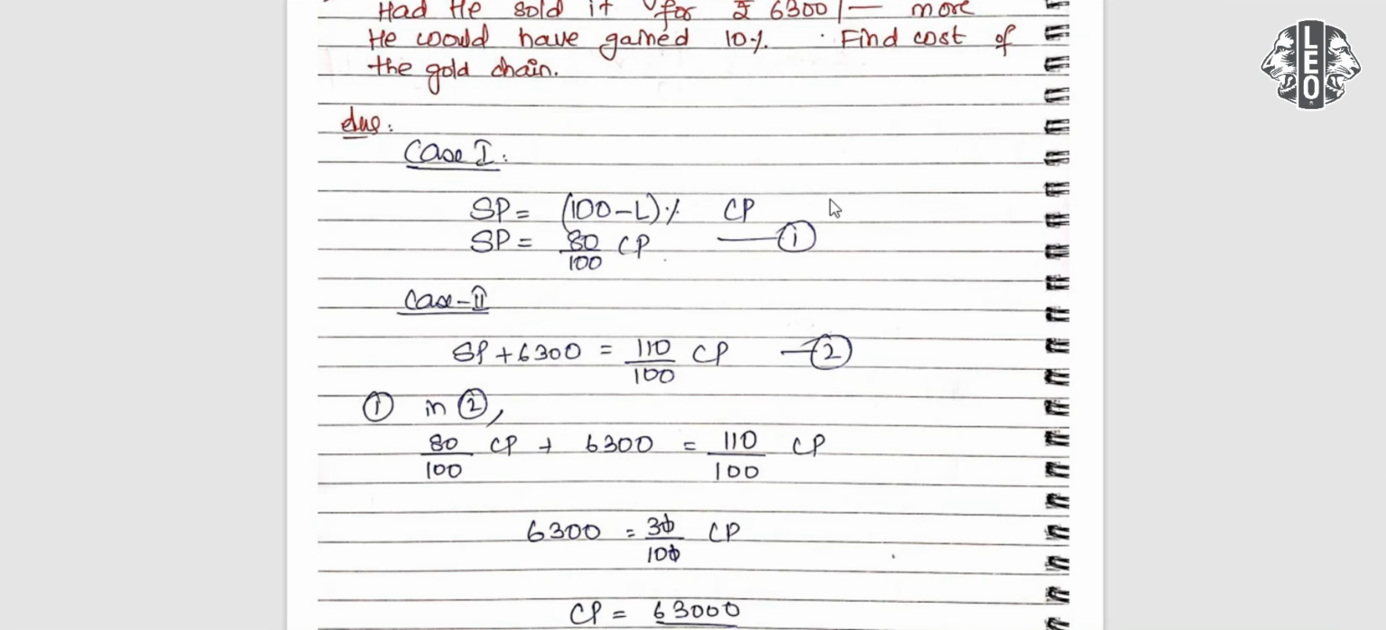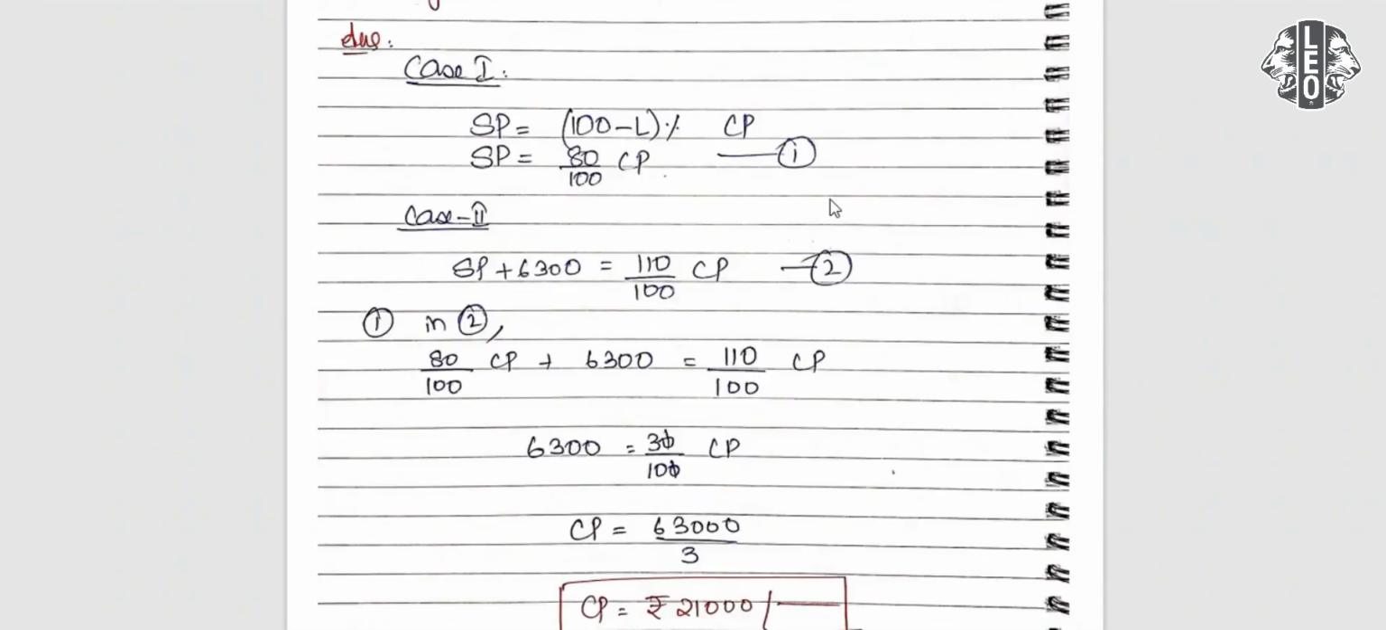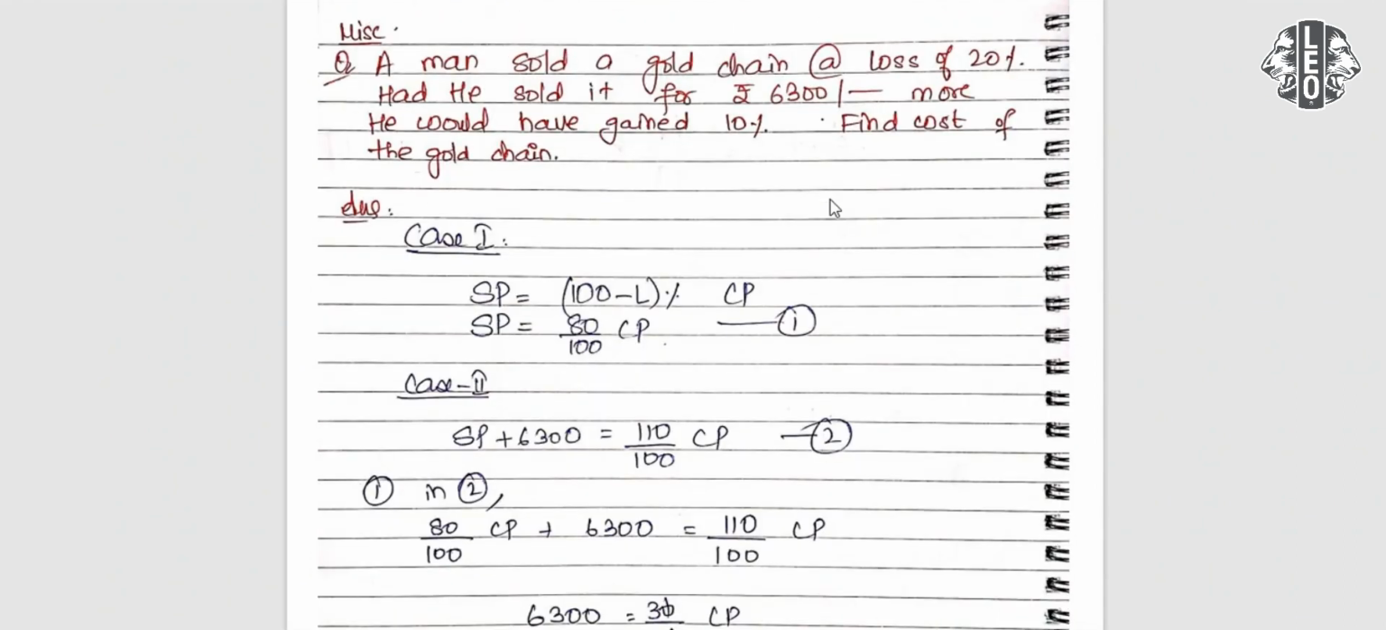Now substitute 1 in 2. In place of the selling price, substitute 80% of cost price. Then take the subtraction. 110 minus 80 is 30%. So 6,300 is 30 by 100 into cost price. Upon simplification, 63,000 by 3. You are getting the cost price of that gold chain as 21,000 rupees. So the cost price of the gold chain is 21,000 rupees.